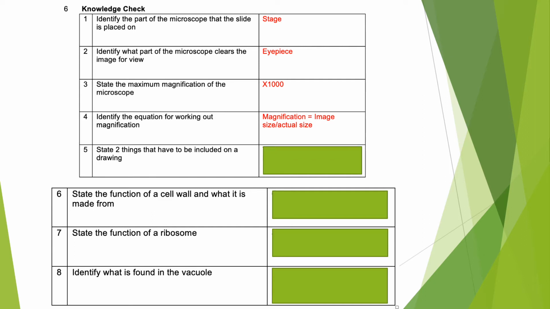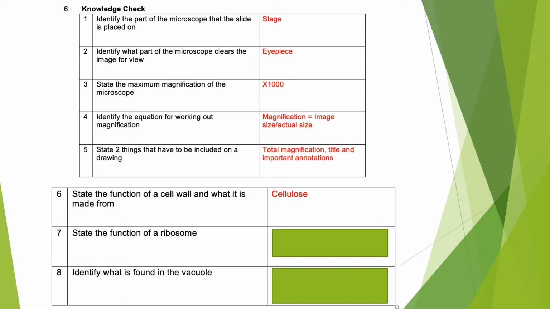Number 5, state 2 things that have to be included on a drawing. So it wasn't explicitly stated in the lesson, but we did talk about it at the end of last lesson, and that is you need to have your magnification, and probably the most important thing after that would be your title. But I also included important annotations. So for instance, if you wanted to label certain parts of your diagram, that would probably be just as important as well. All right, number 6, state the function of the cell wall and what it's made from. I didn't put it in there because I just forgot, but the function of the cell wall is basically to protect it or to provide structure, support. Any of these words will work, and it's made from cellulose.